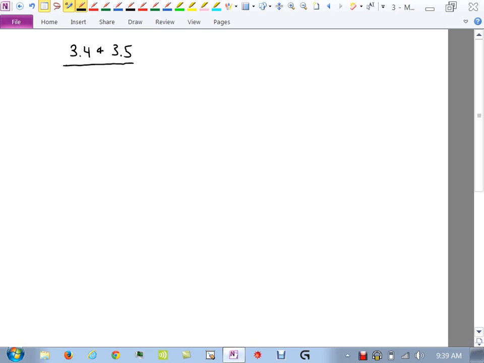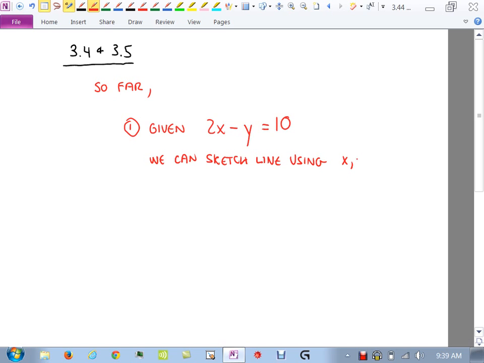Basically, what we have up to this point, if you recall, is that if you're given something like 2x minus y equals 10, you should be able to graph that line. That was the first thing we started with in this chapter. Remember how you would graph that? Yeah, you do. You find the x-intercept and y-intercept and draw a line, right? That's how we did that. So given that, we can sketch a line using the x, y intercepts. That's what we can do so far.